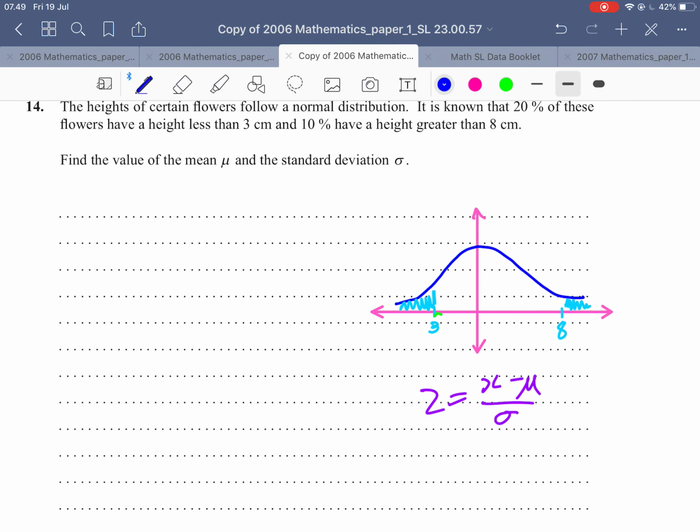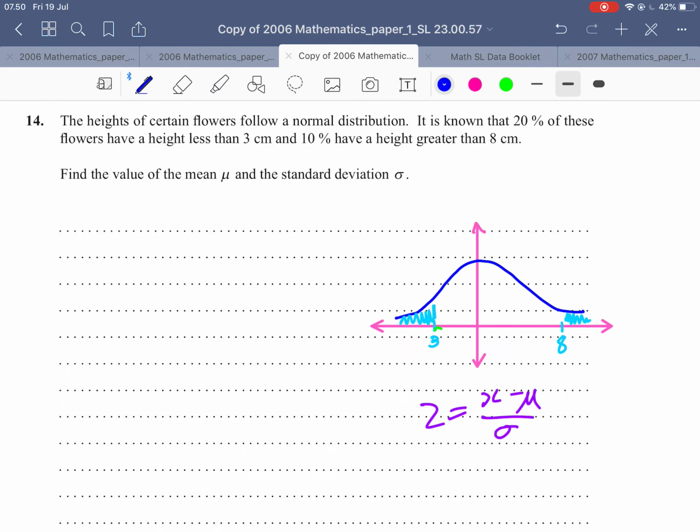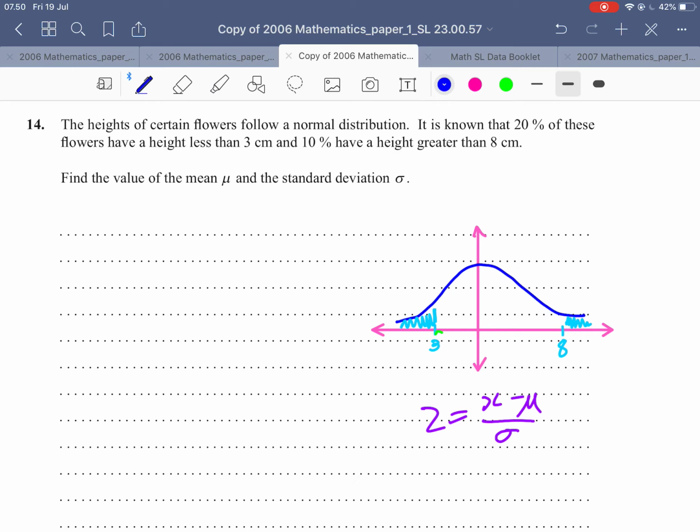This is a normal distribution curve equation thing. What it does is it makes use of this equation and gets you to solve for the mean and standard deviation, which is probably maybe the hardest thing that IB will ask you to do, but it's quite simple if you can do it.